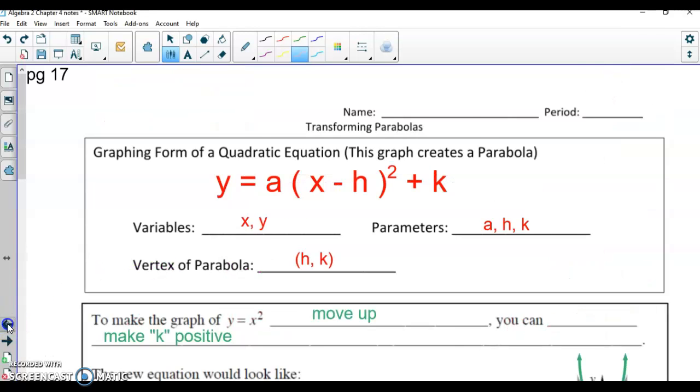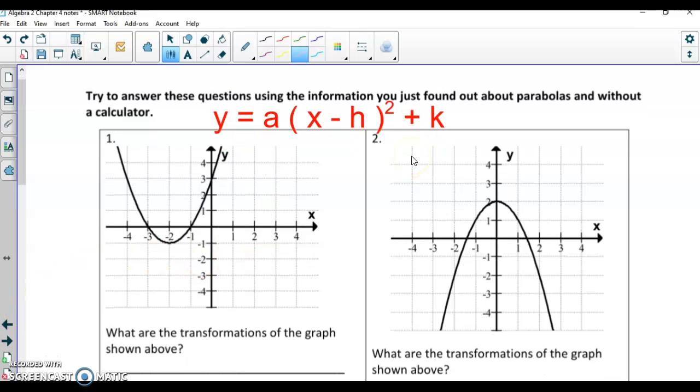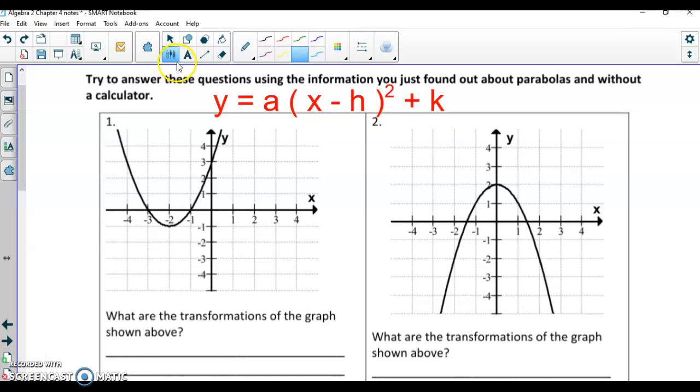To practice these skills, go back to page 16. Copy the equation at the top, and let's see if we can identify my components. So for number 1, identify the transformations. The first thing we should do is look at my graph and find the vertex. So my vertex is at -2, -1. That tells me my H and my K.